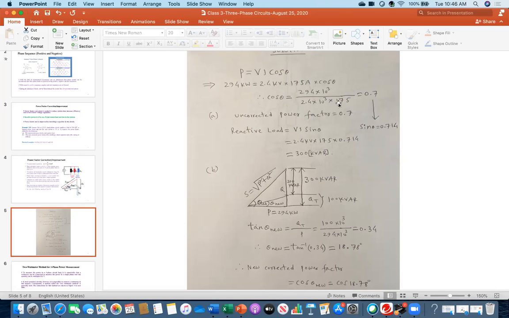This was the cosine theta, and then find out the theta by cos inverse, and then get the sine theta. It is approximately 0.714. So I substitute that value, and then V and I as it is, similar to the previous step. So I got about 300 kilowatt. Like I got 299.99, so I just approximated it as 300 kilowatt.